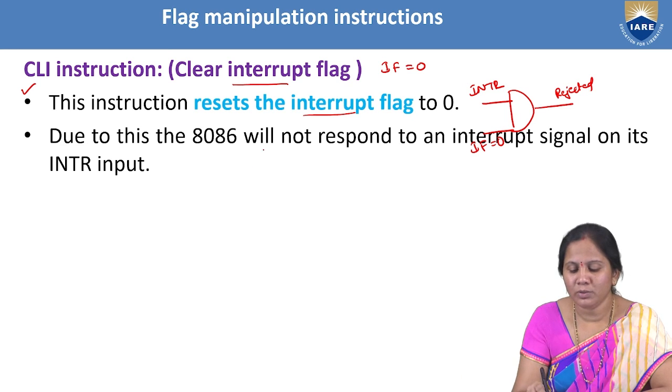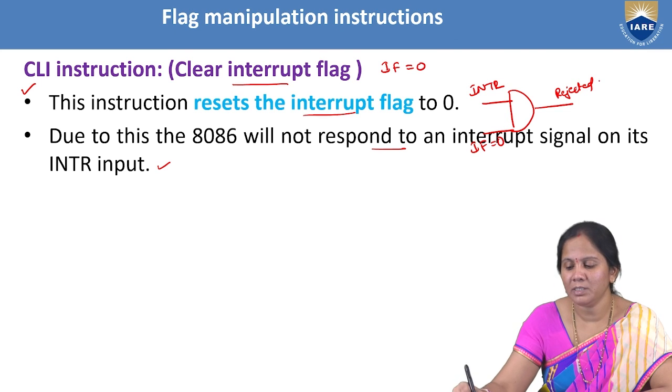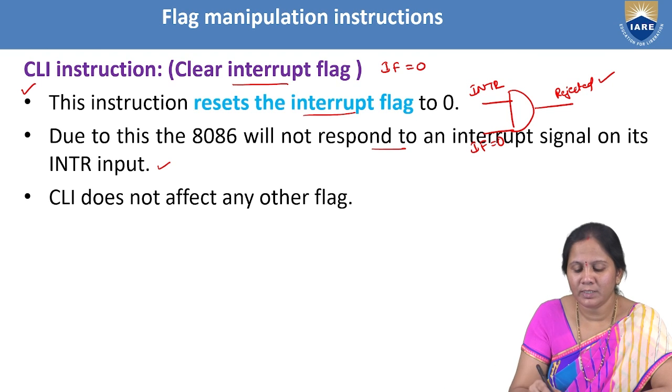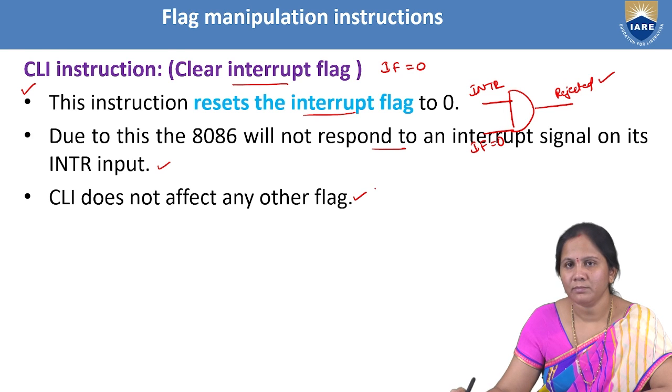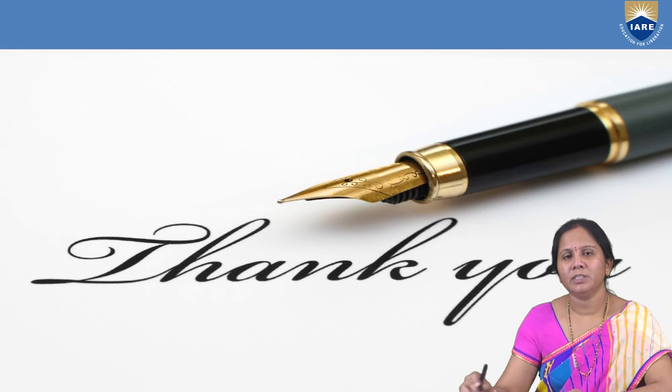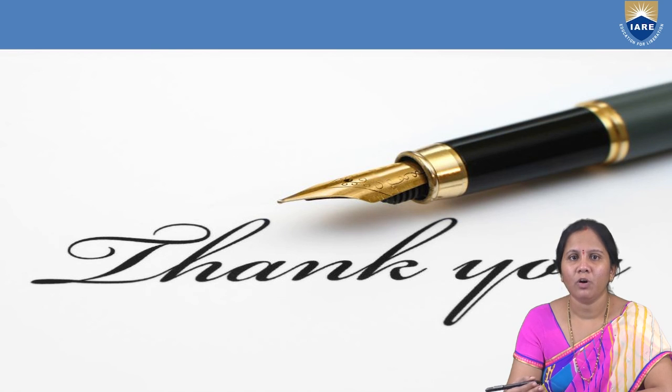So the 8086 microprocessor will not respond to the interrupt signal that is coming through the INTR input. Not responding means that particular interrupt will be rejected. The CLI does not affect any other flags. So this is about the flag manipulation instructions and machine control instructions of the 8086 microprocessor.